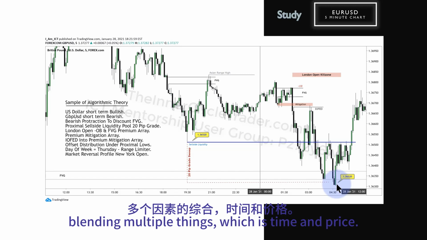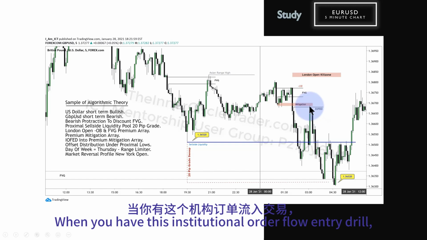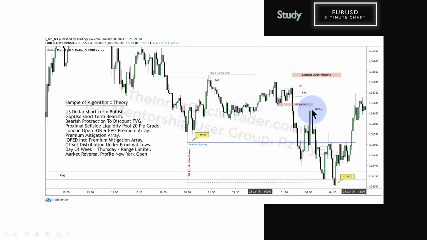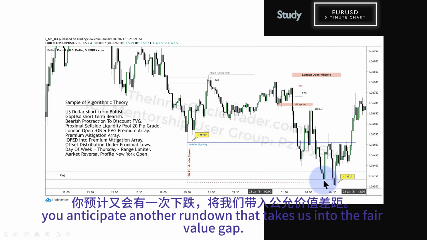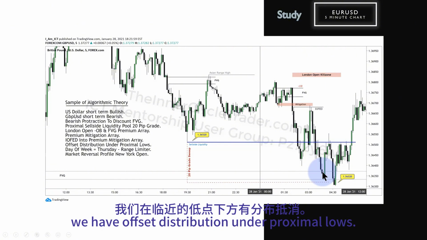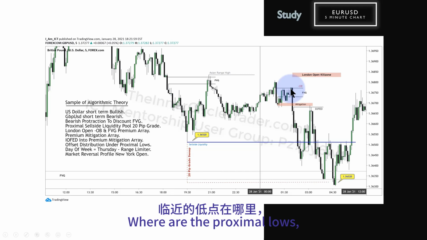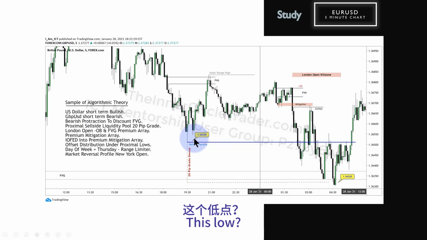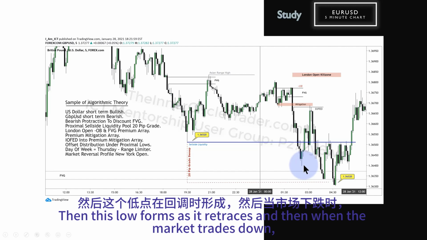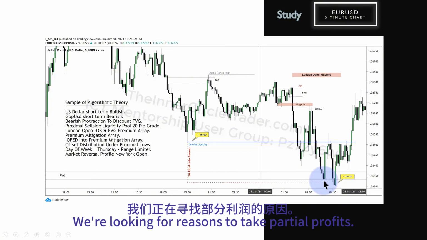And it's blending multiple things, which is time and price. When you have this institutional order flow entry drill, which is another optimal trade entry, you anticipate another run down that takes us into the fair value gap. Now, once we do this, we have offset distribution under proximal lows. Proximal lows are from this low to high, and the setup that sells off in London. Where are the proximal lows? Or near-term lows. This low, then this low forms as it retraces, and then when the market trades down, what are we doing? We're looking for reasons to take partial profits.